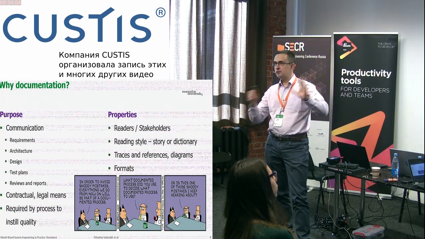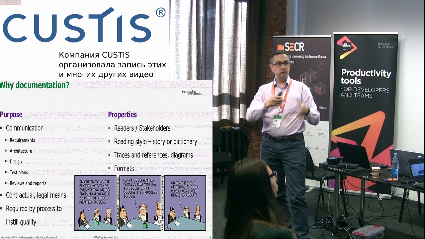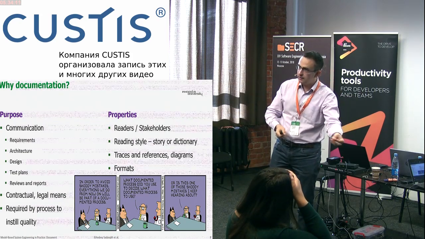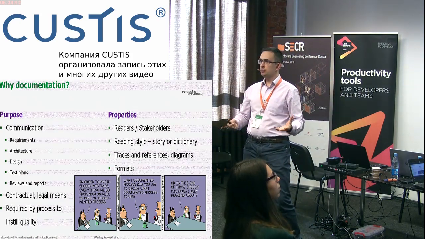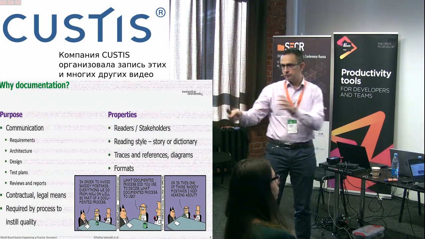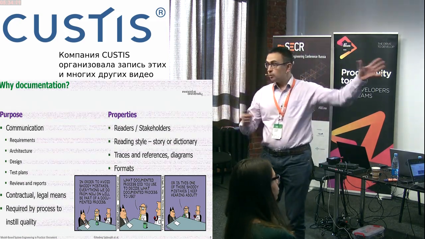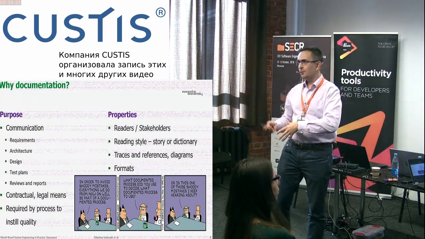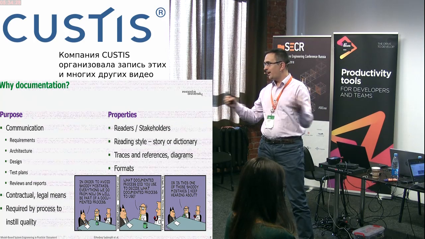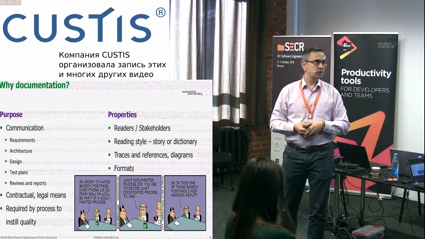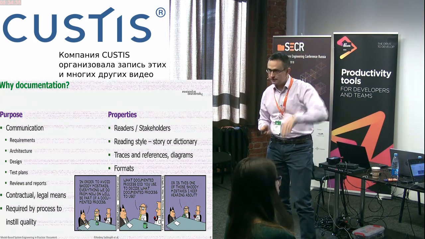Then you have different properties, as we said: stakeholders, right? And reading style. Is it a story, like a book which has a beginning and an end? Or is it a dictionary or reference book, where I can randomly jump around and find some information? Then there are different traces, diagrams, formats. It can be HTML or Word format and so on. And there are so many documents that we should manage for each particular project. So this actually becomes a nightmare, like in these comics.